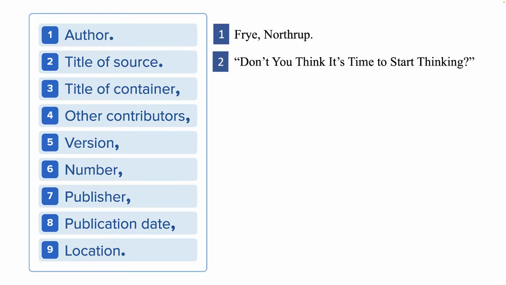The title of the source is the title of his essay, Don't You Think It's Time to Start Thinking? We put that in quotation marks. Because the title includes a question mark, we include that instead of the period that would normally follow the title of an essay. We found this in the Mercury Reader, the text for our class. So this is italicized, followed by a comma.